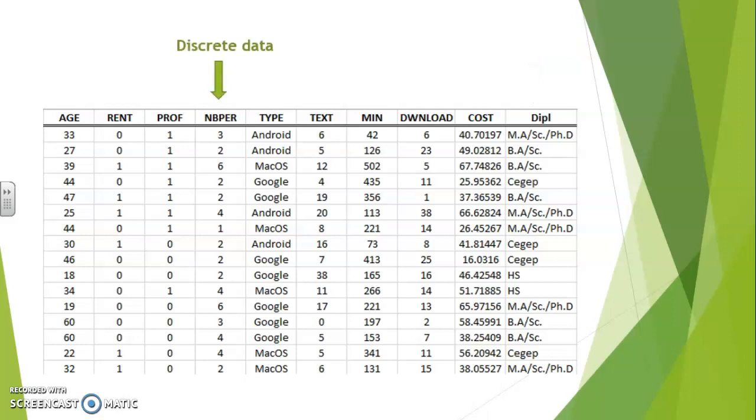Quantitative data can be discrete. In this case, the number of people in the household is discrete, and can be continuous, where we have the cost of the cell phone plan. Of course, in practice, we have to round to the nearest cent, but the number of possible observations is so big that we treat it as a continuous variable nonetheless.